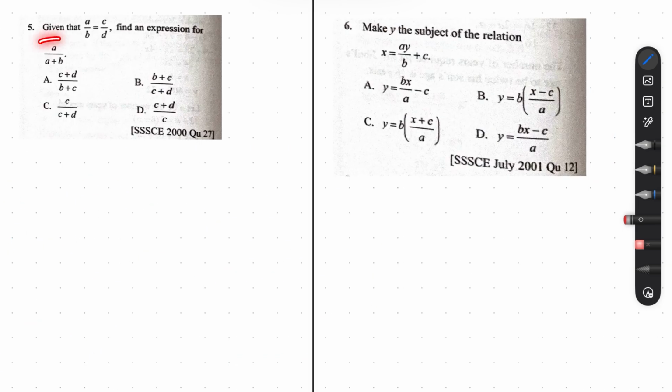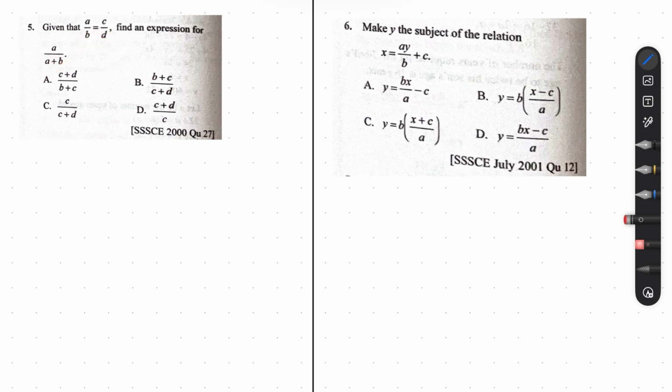It says, given that A over B is equal to C over D, find an expression for A over A plus B. So we want to express everything in terms of A and B only, right? Our left hand side has to look like A over A plus B. There are a lot of ways to do this question, but the simplest way I found was to try to manipulate this equation here to look like this.